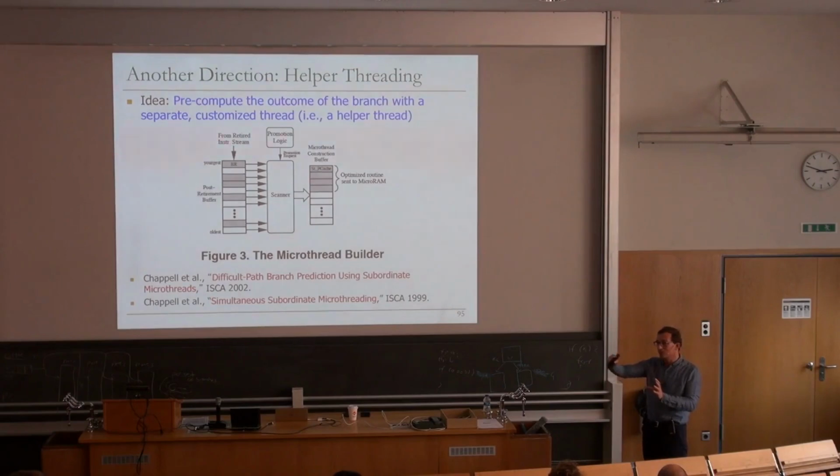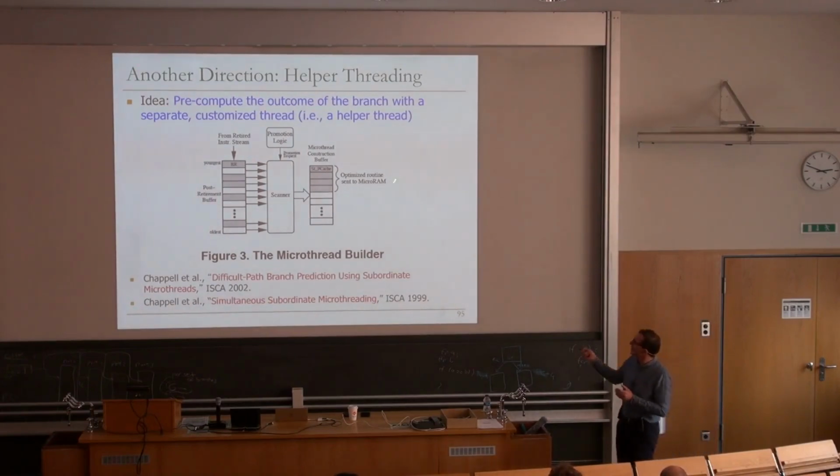And this thread may not have all the inputs correctly, so it may actually predict the inputs to itself. But the key idea is while the main program is executing, this thread is also executing. And this thread generates a prediction for the branch, and hopefully the main program actually uses that prediction. So you need to launch this thread early enough such that this prediction is generated and supplied before the main program reaches that hard-to-predict branch. That's the idea. It's called micro-threading or helper threading.